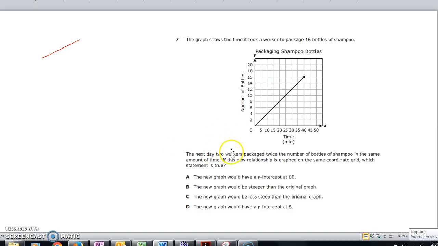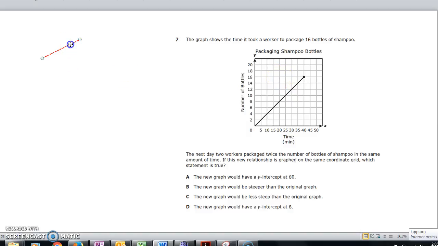The next day, 2 workers, so before it was just 1 worker, 2 workers packaged twice the number of bottles of shampoo in the same amount of time. If this new relationship is graphed on the same coordinate plane or coordinate grid, which statement is true? Okay, so we know that they are going to work twice as fast because we have 2 workers now. So let's see. If it took 40 minutes for 1 guy to do 16 bottles of shampoo, but now they're working twice as fast, it should take 2 guys 20 minutes to make 16 bottles of shampoo.